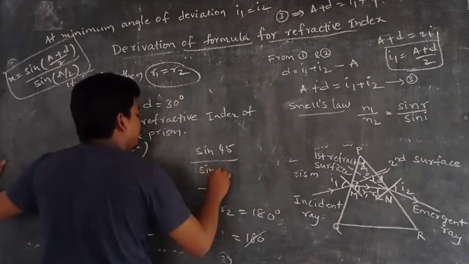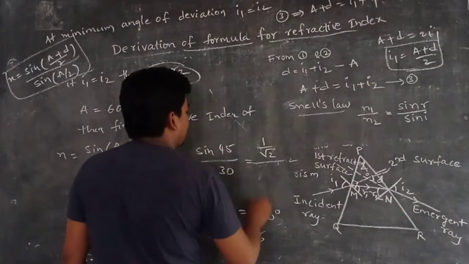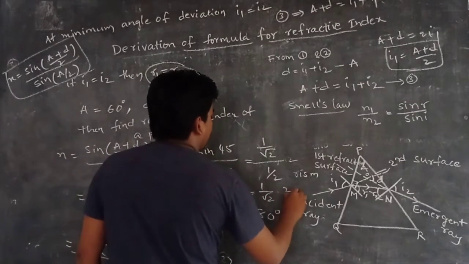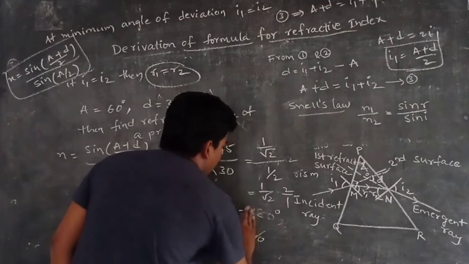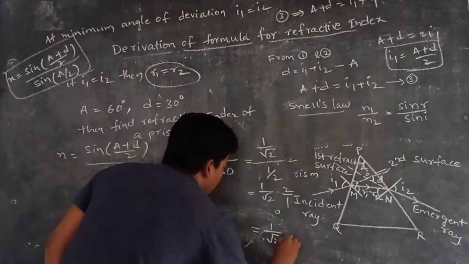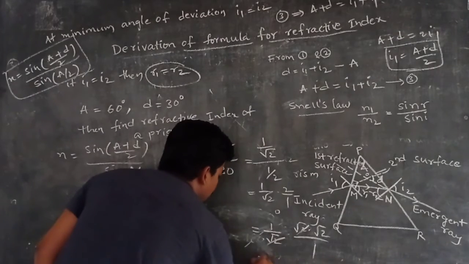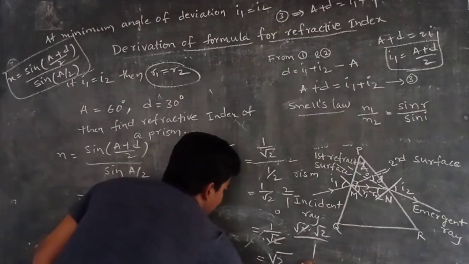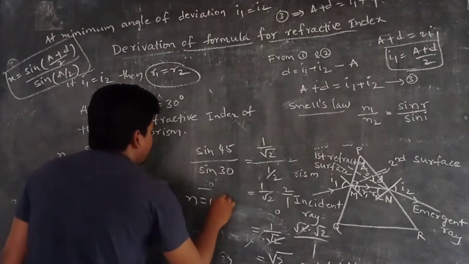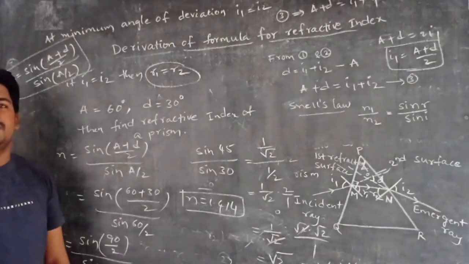Sin 45 by sin 30. We know sin 45 is 1 by root 2, and sin 30 is 1 by 2. So 1 by root 2 into 2 by 1. Writing 2 as root 2 into root 2, we get 1 by root 2 into root 2 into root 2 by 1. Cancelling, we get the value root 2, which is 1.414. This is the refractive index, n is equal to 1.414. Like this we find the refractive index of a prism.